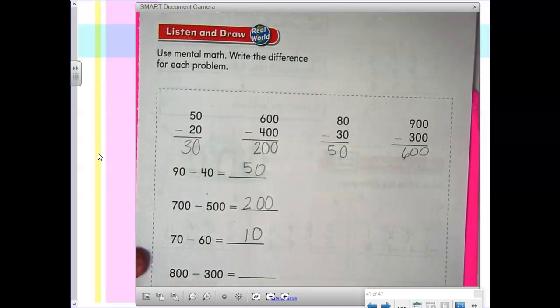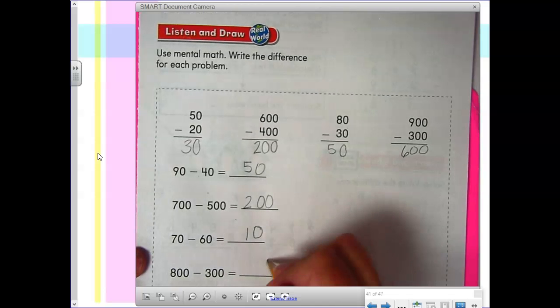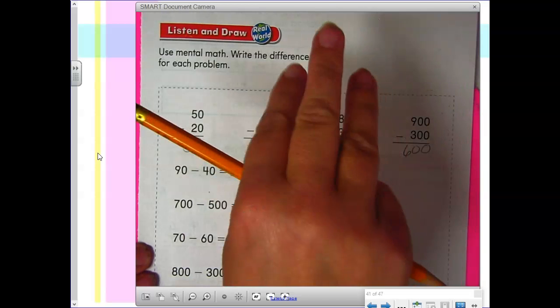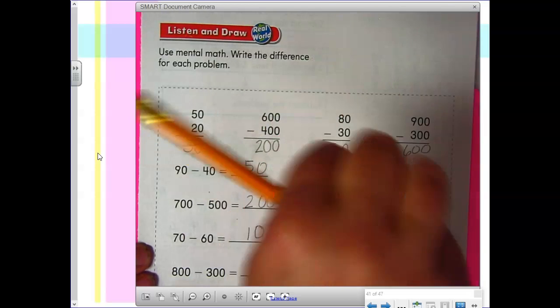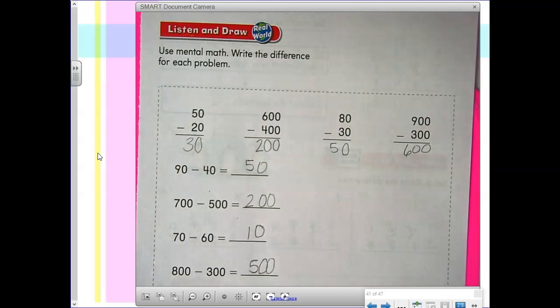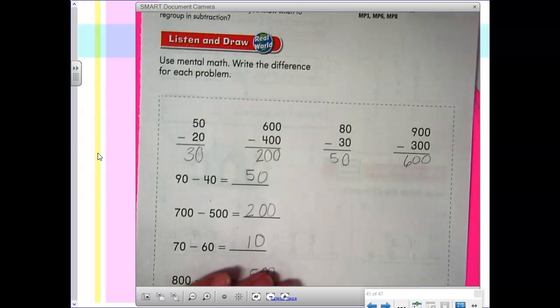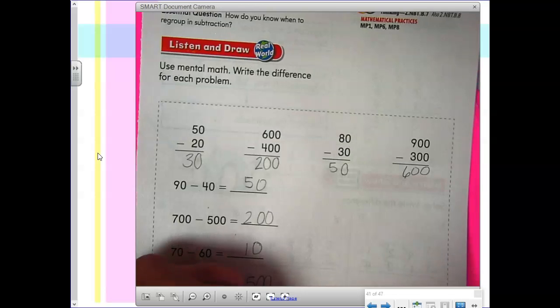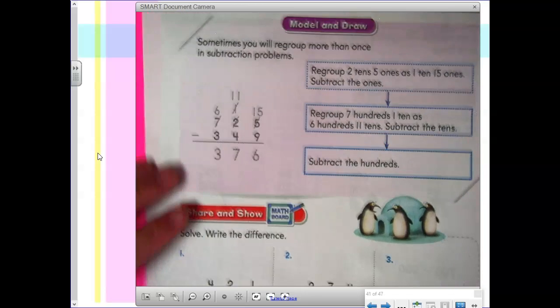800 minus 300. All right, 2 zeros as placeholders. 800, 700, 600, 500. All right, that's how we do it. So we can bring the zeros down to help us. All right, turn it over.